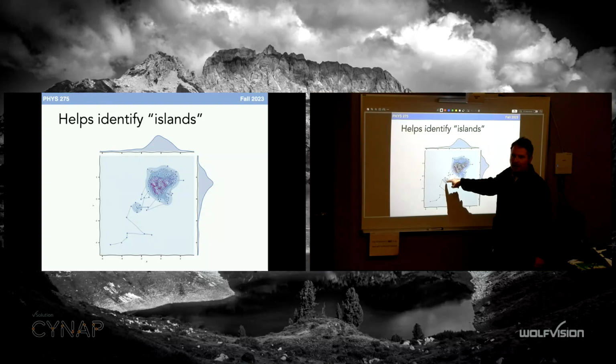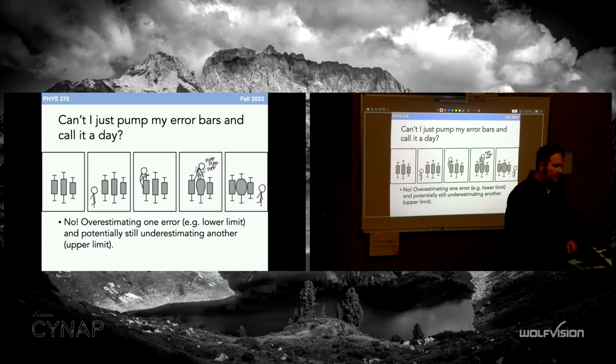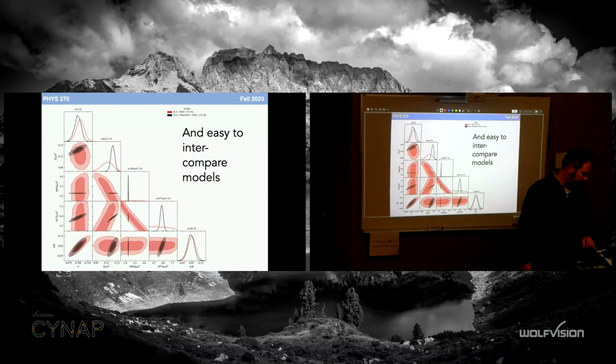This is a local minima. These are sort of okay models. The chi-square is a little lower, right? The more purpley the value is, the lower the chi-square. High chi-squared values, low chi-squared values. But there's a little low island here, and so I can actually learn about that. Okay, can I just pump my error bars and call it a day? Just make the error bar asymmetric. Here, I'll just use the big one, and that's fine. No, it's asymmetric. Overestimating one error, the lower limit, and potentially still underestimating another, the upper limit. So this is not the way to do it.